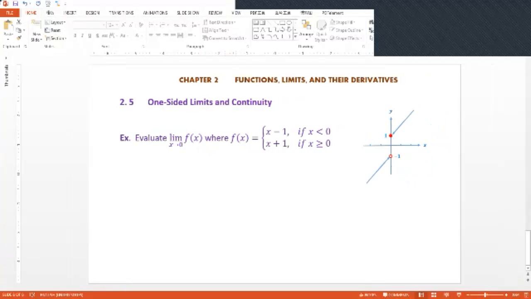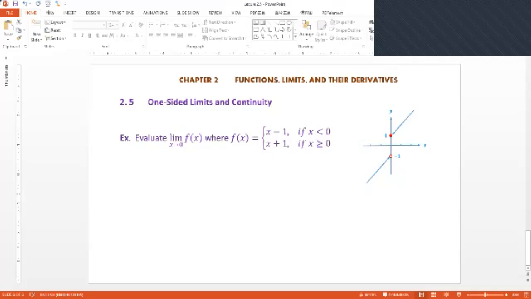Hello, everyone. I'm going to discuss the first example in section 2.5 in more detail and work through the problem step by step. The example here is: evaluate the limit of the function f as x approaches 0. The function f is defined piecewise. So f(x) is equal to x minus 1 if x is less than 0, and f(x) equals x plus 1 if x is greater than or equal to 0.